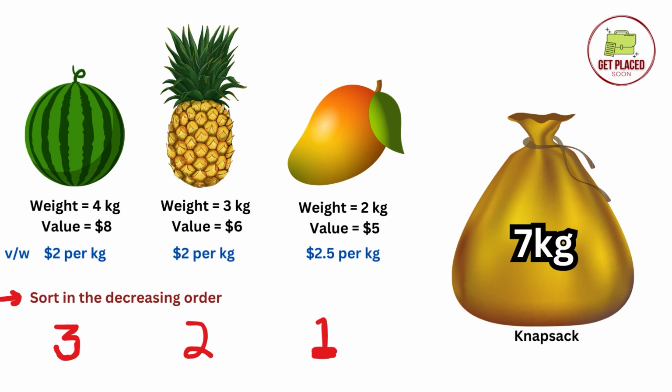Now sort them in the order of highest value per weight ratio. The highest is mango, $2.5 per kg. Watermelon and pineapple both have equal ratios. Generally, when two items have the same value to weight ratio in the fractional knapsack problem, you can choose either of them first. The choice is yours. But here, I would like to take pineapple second and watermelon third, because the weight of pineapple is less than the weight of watermelon. So the ranking is: mango first, pineapple second, watermelon third.